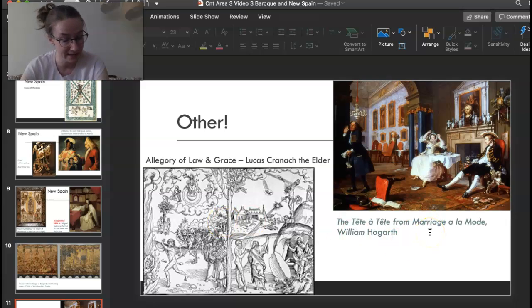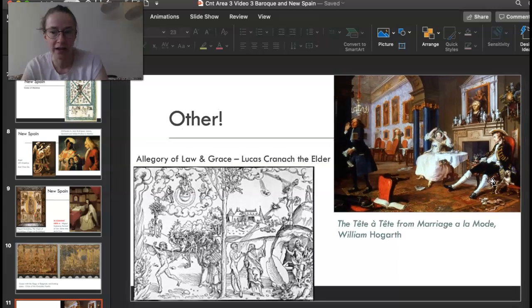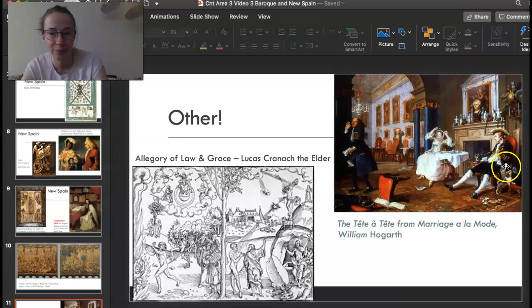And then the Tete a Tete. This is from an English series. This is a painting, but then there were lots of prints that were made and distributed of it. It shows this aristocratic class in this satirical way. So this specific one from the Marriage a la Mode series is showing a man coming back late, probably from the bars. I believe he has some women's underwear stuffed in his pocket. The woman, it looks like she might have been out drinking. Their house is kind of destroyed.